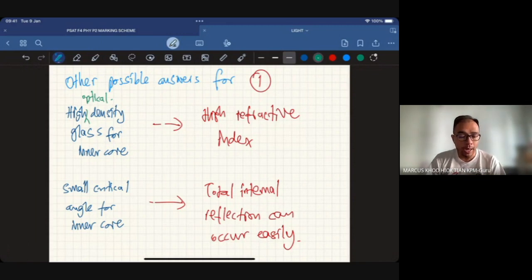The third possible answer is you have a small critical angle. Small critical angle means total internal reflection can occur easily. So all these are characteristics of the material of the inner core. I've given you three. You have to write a minimum of two. You can write more if you want, but I guess two is enough.